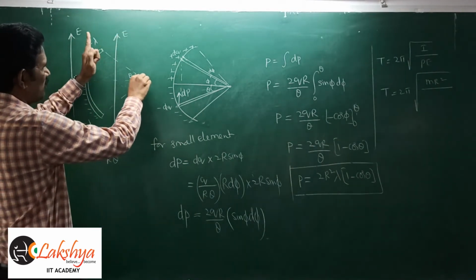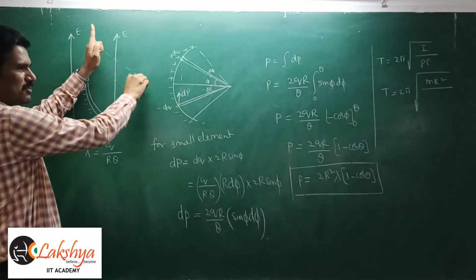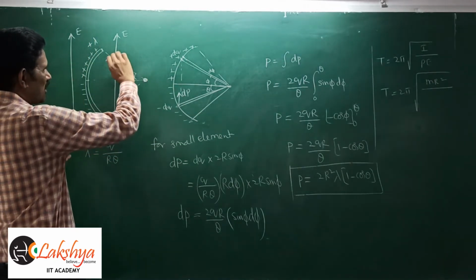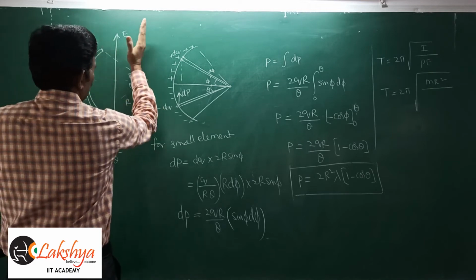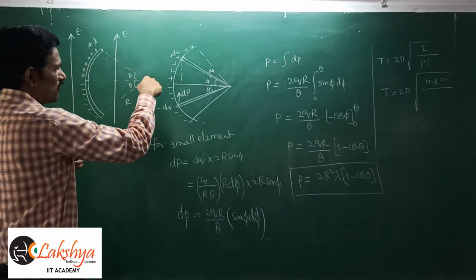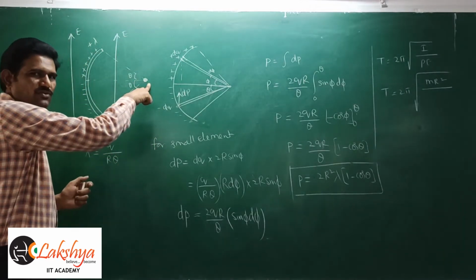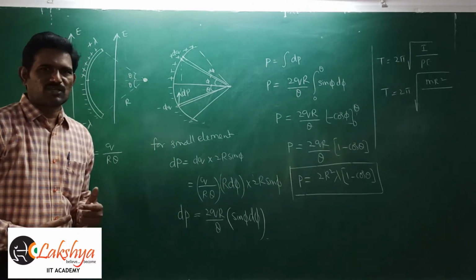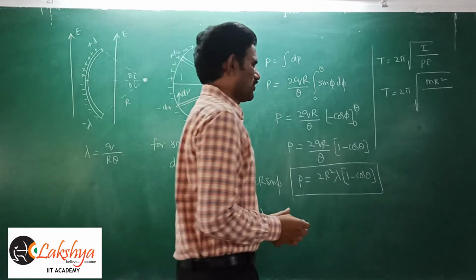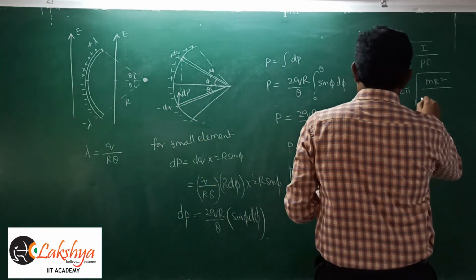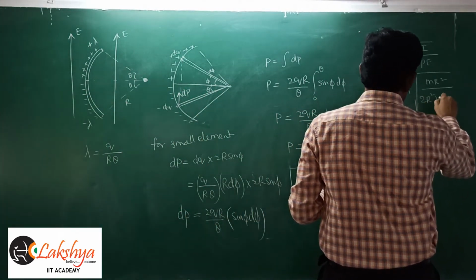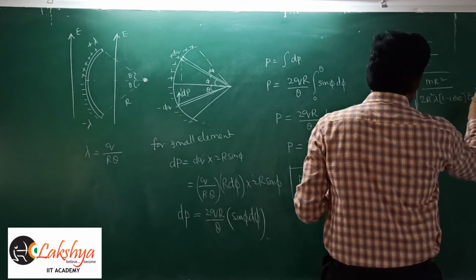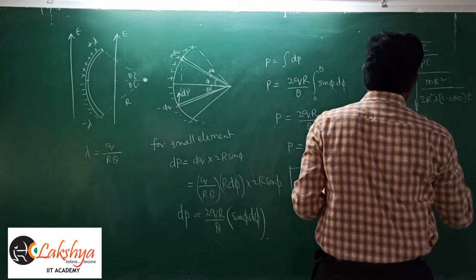That means we need to displace like this. Our dipole moment will now be parallel to this E. So we need to displace the dipole like this, about this center only. So the moment of inertia about the center of this full circle we can write as mr square, into this p value, which is 2r square lambda into 1 minus cos theta into E. So this value we need to write here.